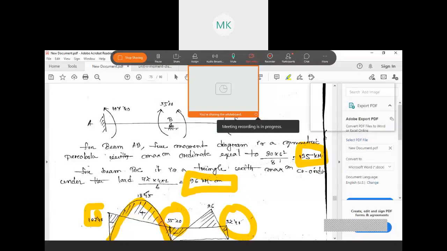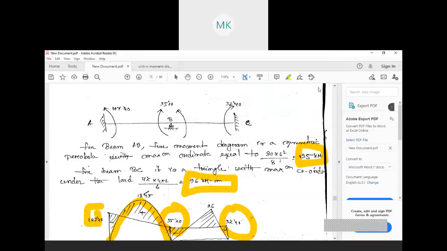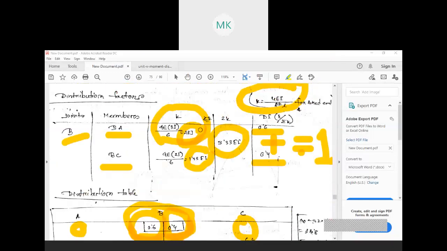Okay, there is a confusion for this EI by L. When you use I by L also, you will get the same value. So you can use both, I by L or EI by L, and you will get the same answer. This is for absolute stiffness, and you can also use relative stiffness. Finally, we will get the same value.